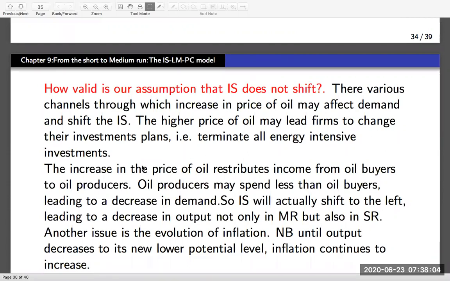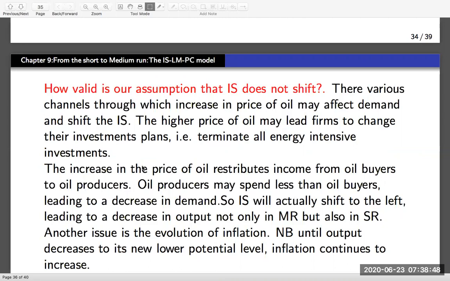You need to explicitly tell us that the assumption you made when answering your question is that the IS is not shifting. If the IS is shifting, then you explain what is happening. There are various channels through which an increase in the price of oil may affect demand and shift the IS. The higher price of oil, for example, may lead firms to change their investment plans, i.e. terminate all energy-intensive investment, or the increase in the price of oil redistributes income from oil buyers to oil producers. Oil producers may spend less than oil buyers, leading to a decrease in demand. So the IS will shift to the left, leading to a decrease in output, not only in the medium run but also in the short run.